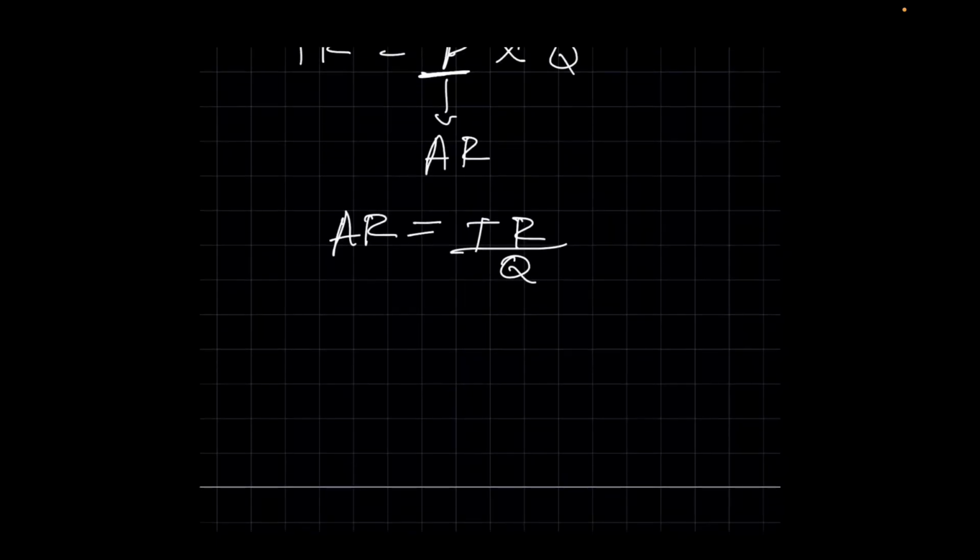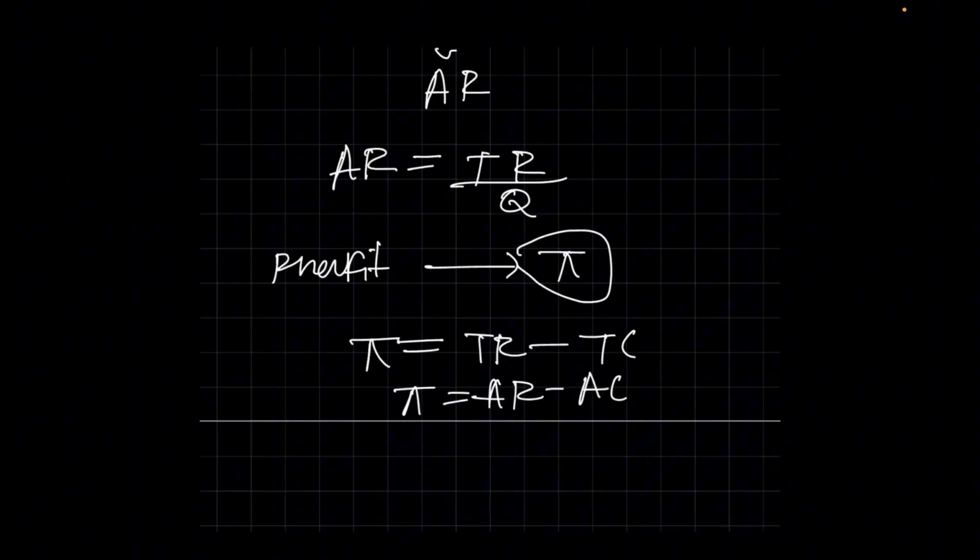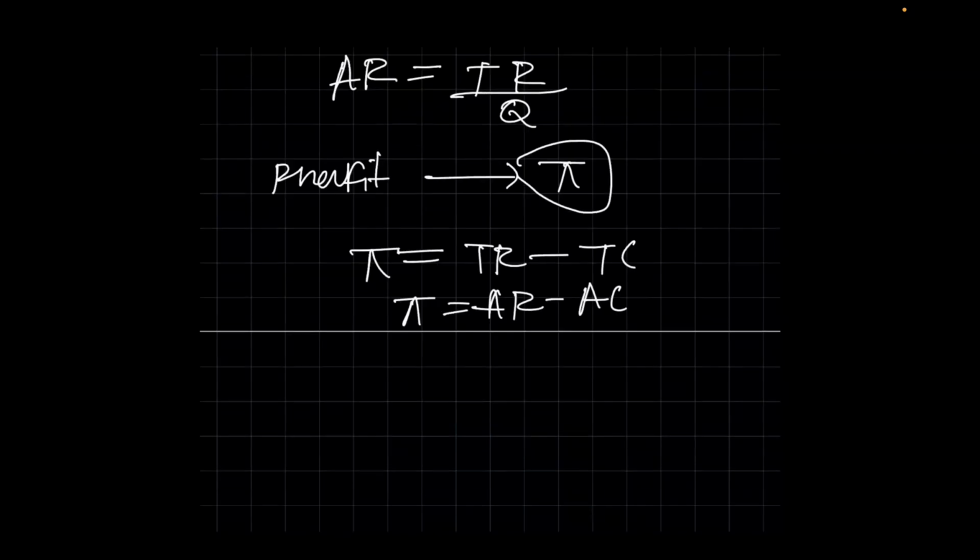And then let's look at how to talk about profit in economics. Profit in economics is represented as pi. Pi, the mathematical symbol that is used in the calculation of circles, circumference, and area. So pi equals total revenue minus total costs. Or pi could also mean average revenue minus average cost. That is for per unit.